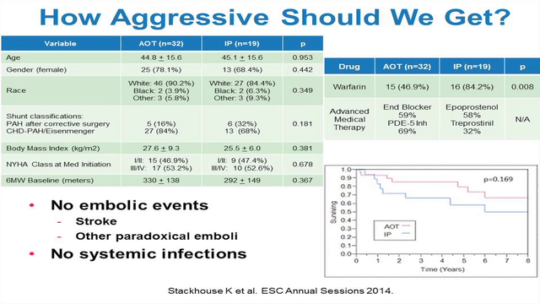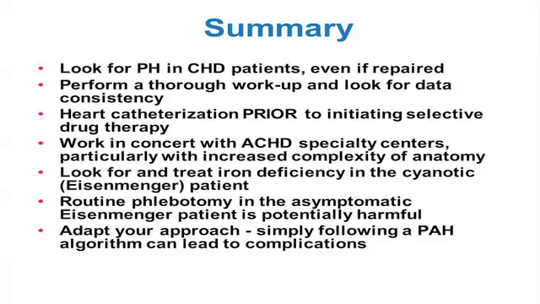In conclusion, I think it's important to look for pulmonary hypertension, even if these patients have been repaired, do a thorough workup, make sure these patients get cath before you just throw them on treatment. Work with the specialty centers for both PH and congenital heart disease. Look for iron deficiency. Don't routinely phlebotomize, and adapt your approach. Don't just simply follow the algorithm because it can get you into trouble if that algorithm's not adapted to congenital heart disease.